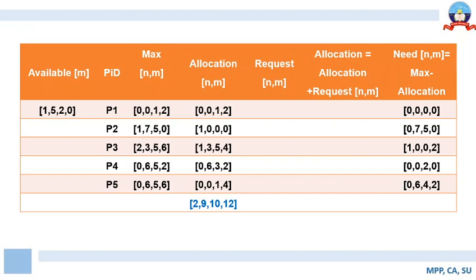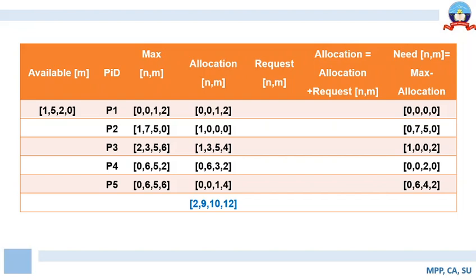Likewise for process P2, 1750 minus 1000 is 0750. So now the need of process P2 is 0750, because after a certain amount of allocation, what we have done is we have determined the need. So need is maximum minus allocation. Likewise for P3, max is 2356. P3 has been allocated 1354. So now the need is 1002.